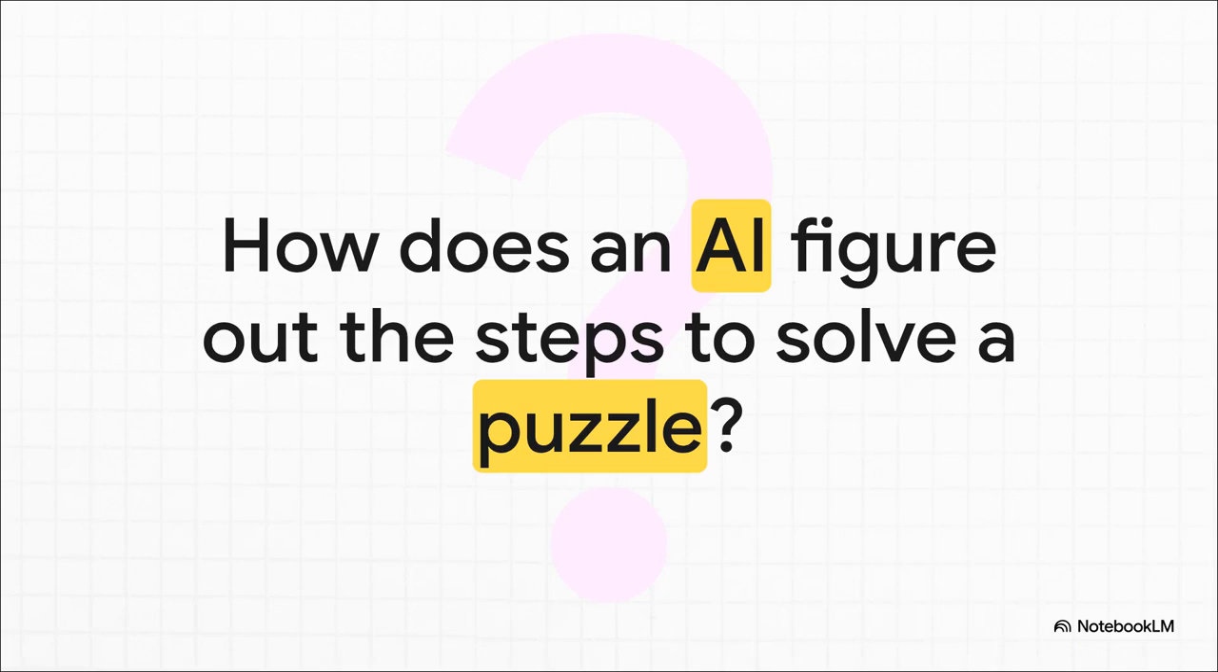Just picture a robot zipping through a warehouse to grab a package, or maybe a character in a video game trying to solve a tough puzzle. They both need a plan to get the job done. But how is that plan actually created? That's the big question we're breaking down today.